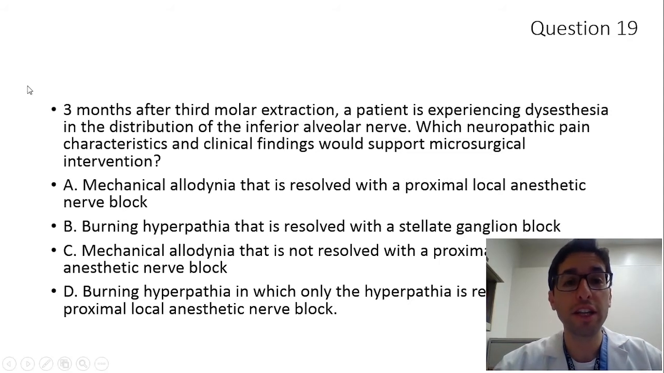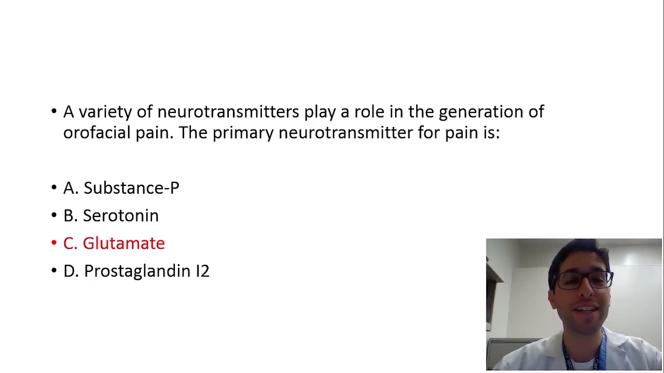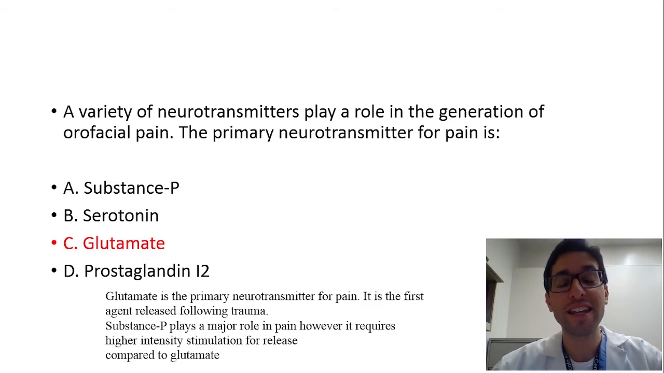So if the allodynia resolves with a local anesthetic, choice A, well then we know microsurgical intervention has merit. All right, next question, number 20. Which neurotransmitter plays a role in orofacial pain? So this is a tough question. I'll tell you, substance P certainly seems attractive, but so does glutamate. The answer is glutamate. This I had to look up.